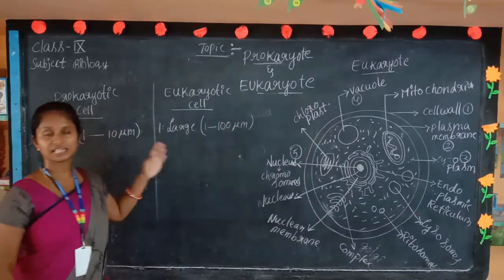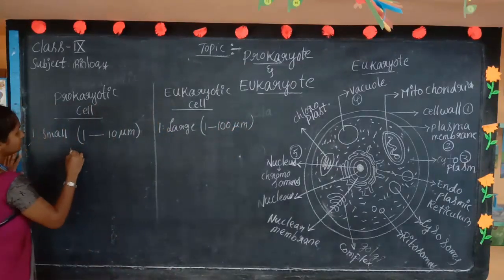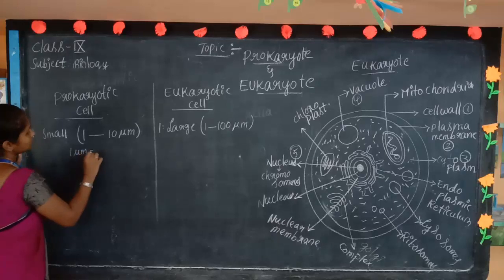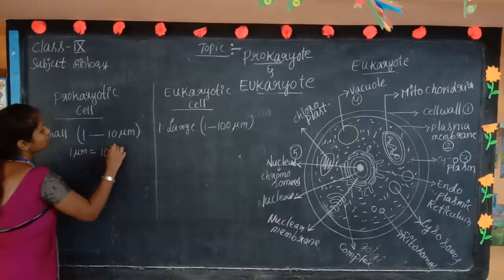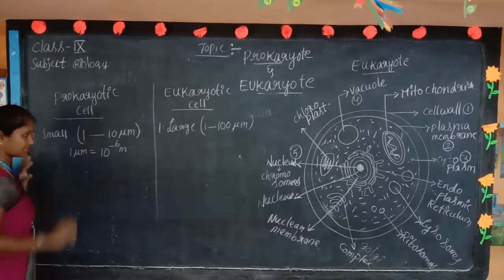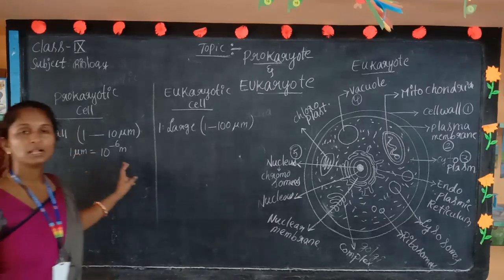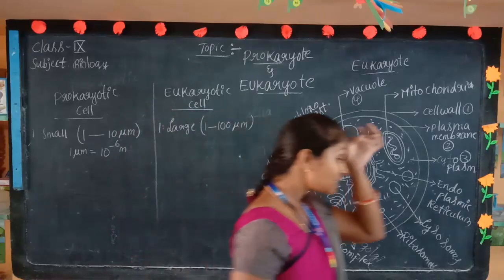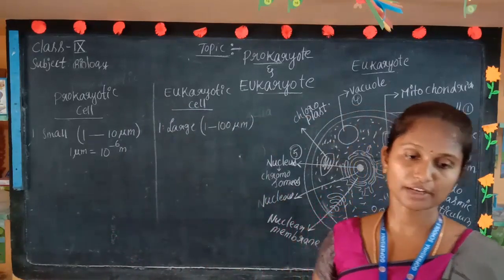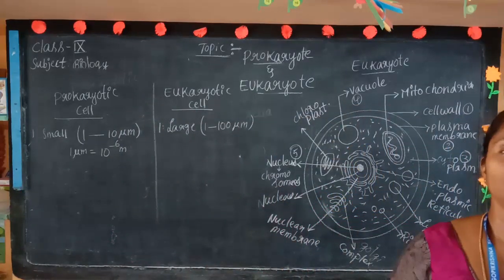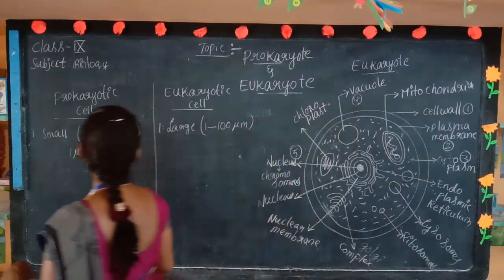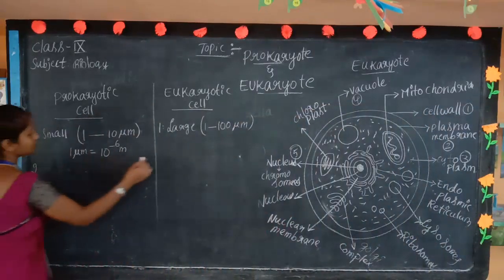I am telling each cell size. Here 1 micrometer is equal to 10 to the power of minus 6 meters. That is based on the size of prokaryotic and eukaryotic cells. And next, what are the differences?